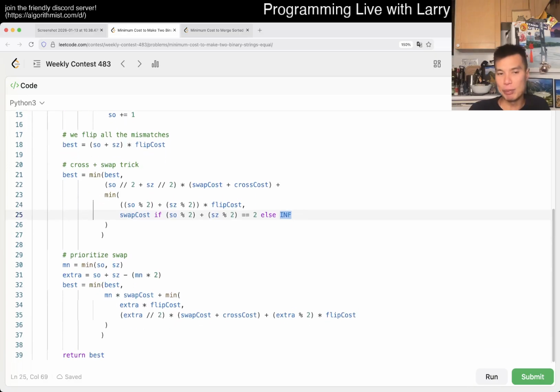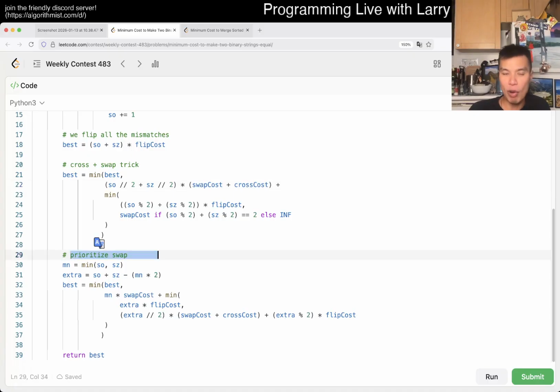The other way is prioritizing swap. Keep in mind that the reason why we say prioritize or try these is because everything depends on the swap cost and flip cost, right? So these numbers would just have different values depending on the cost, even if the string is the same.